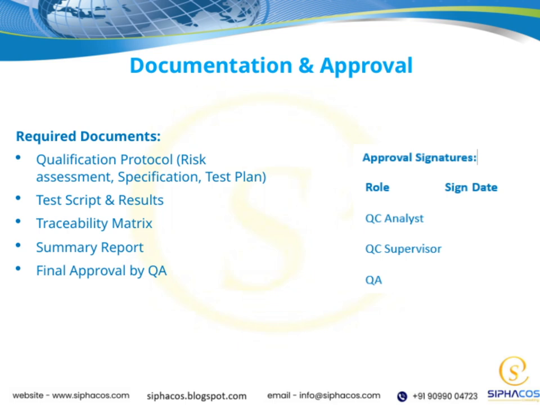These provide a clear record of how the product was evaluated. The traceability matrix is also key. It links all the requirements to their corresponding test cases, ensuring nothing is overlooked. Then there's the summary report, which consolidates all findings into a comprehensive overview. And finally, the ultimate approval comes from the QA team, who reviews all these documents to certify that everything meets the necessary standards. This process is all about thoroughness and accountability, making sure we deliver a reliable, compliant product that aligns with our overall quality goals.